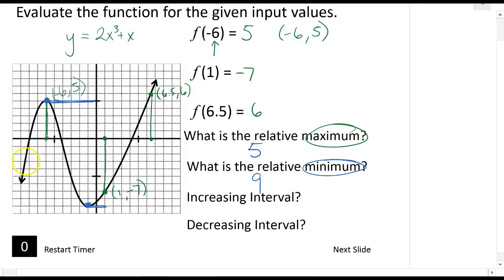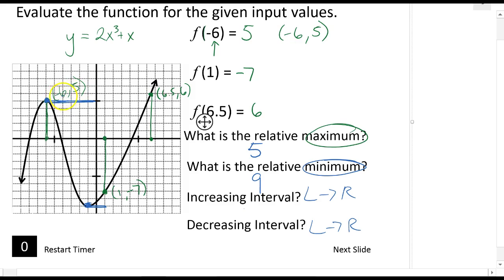Okay? Now the increasing and decreasing intervals. We want to know where this graph is increasing and where it is decreasing. So starting with the increase, remember this is going from left to right. From left to right, where is it increasing? So starting from the left, we're going up. And then it stops here and starts to go down. So this is increasing from somewhere off to the left, and then it stops here at this point, okay?